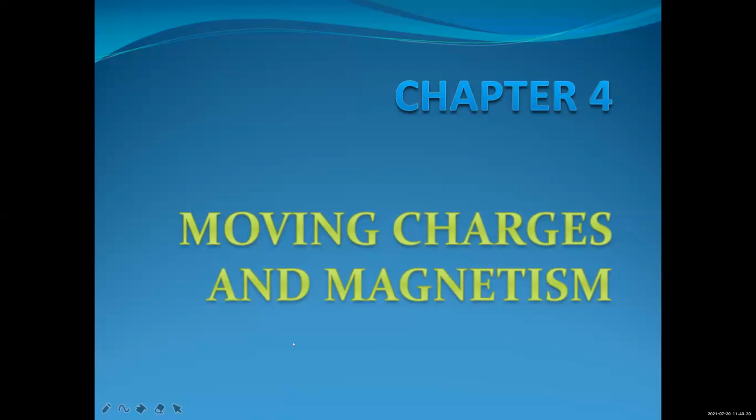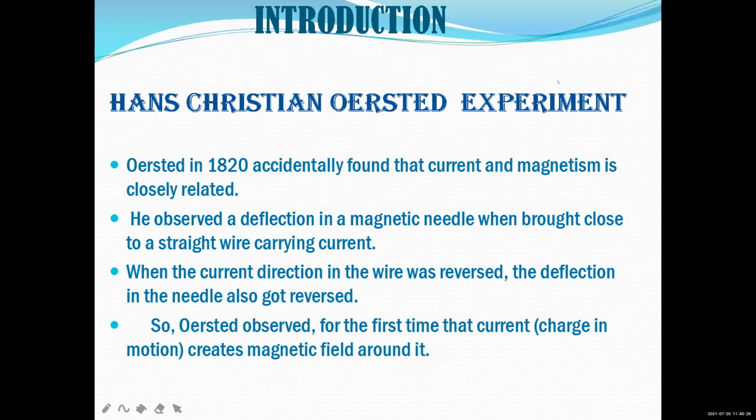Good morning. Today I'm going to take a seminar on chapter four, moving charges and magnetism. Oersted's experiment: in 1820 he found that current and magnetism are closely related. He observed a deflection in a magnetic needle when it was brought close to a straight wire carrying current. When the current direction in the wire was reversed, the deflection in the needle also got reversed. So he found for the first time that current creates a magnetic field around it when it is in motion.